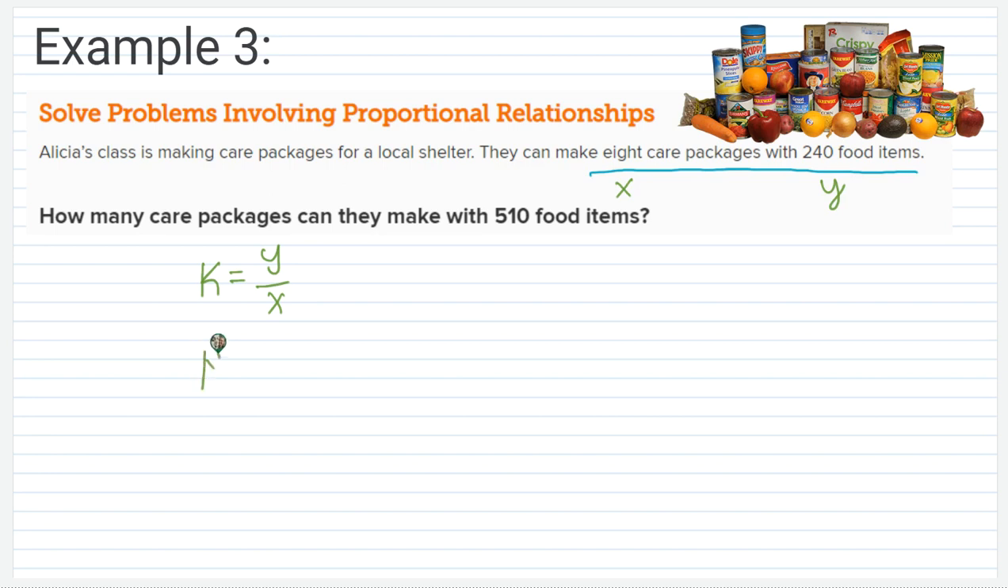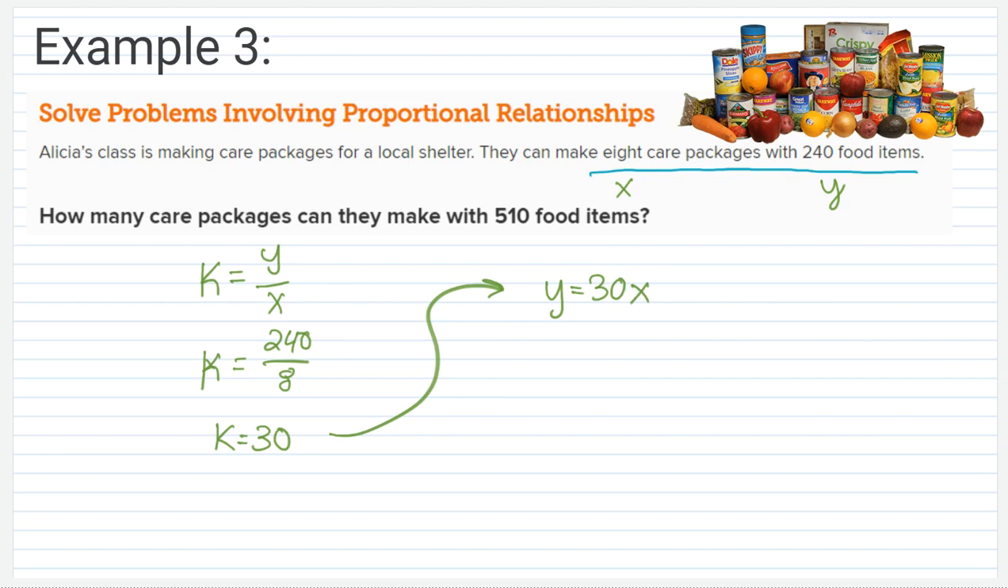So with that being said, k is going to equal 240 divided by 8, which gives us a value of 30. So basically that tells me that there are 30 food items per package. But I'm going to go ahead and input this into an equation, y equals 30x, because again, remember your equation's always in the form y equals kx.